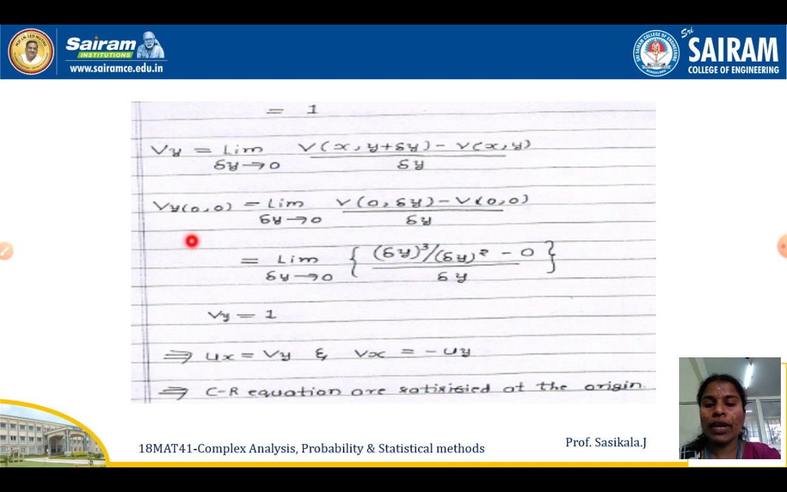Similarly vy also you have to find, and you can substitute in the formula. What is that? I will get delta y the whole cube by delta y the whole square by delta y term. So what is that? It will become 1. So your vy will be equal to 1. So in this case you can tell ux is equal to vy, because ux is 1 and vy I also got 1. And vx is equal to 1, and uy I got minus 1. So you can tell vx is equal to minus uy. So the CR equations are satisfied at the origin.